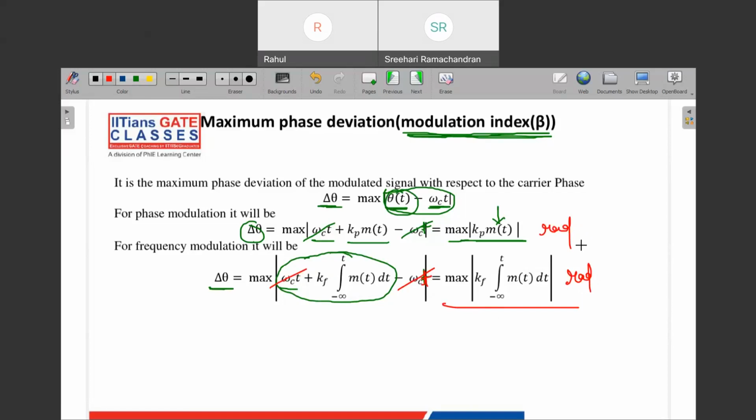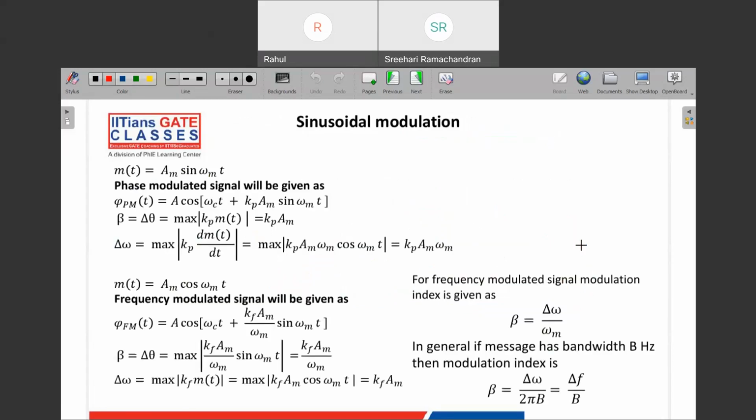Let me go to the next slide. Now let's take a special case where we have a message signal, and the message is a sinusoidal signal. Let me assume that the message is A_m sin(omega_m t). So this is the sinusoidal message, and let's see what happens to the phase modulation and what happens to the frequency modulation.